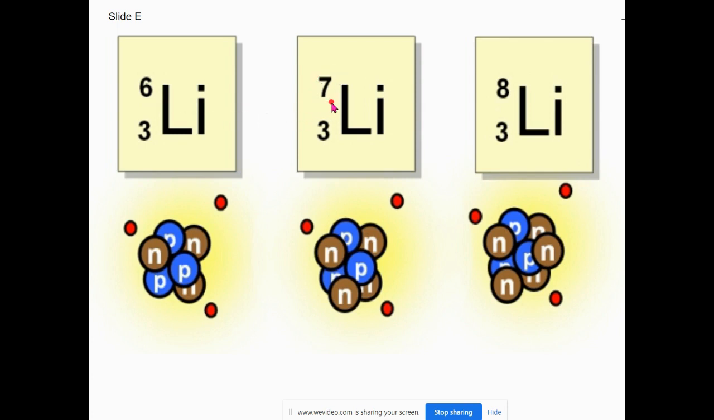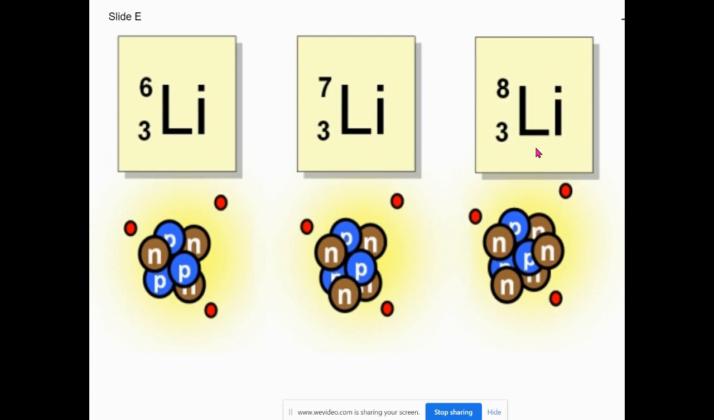This isotope of lithium has a mass number of 7, so we would call it lithium 7. And this one has a mass number of 8, so we would call it lithium 8. So what's different about each one of these? They're the same element, but they have different mass numbers.